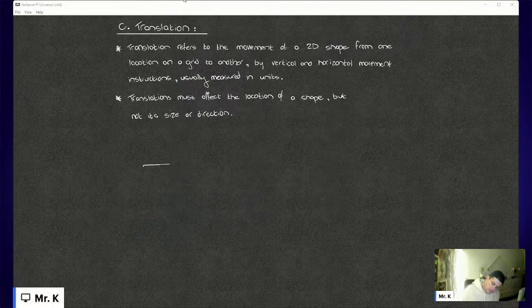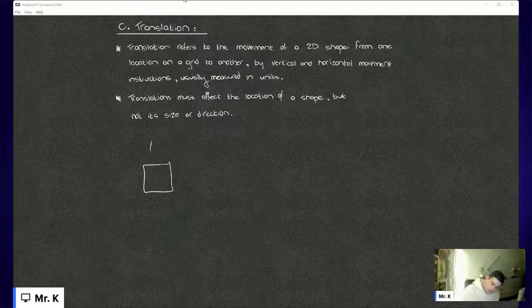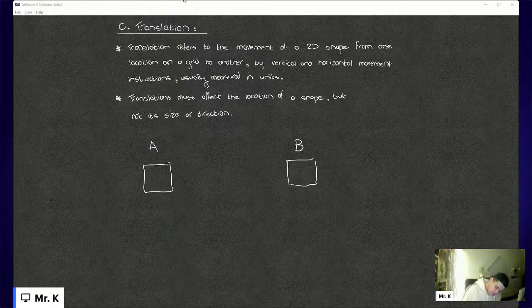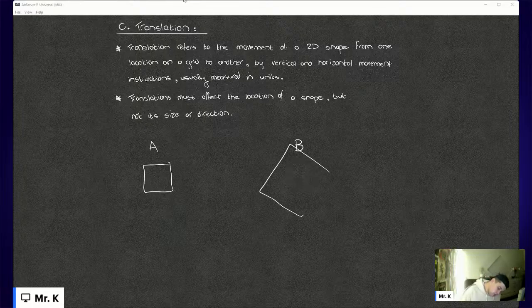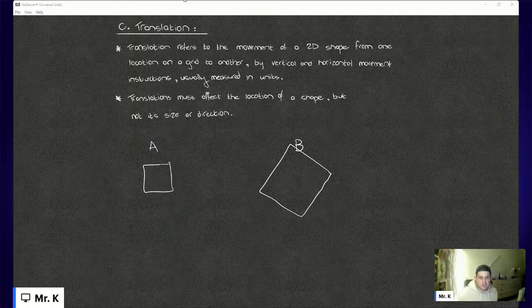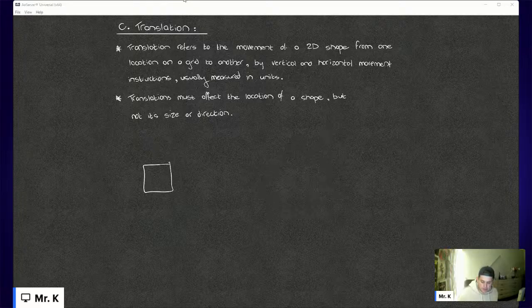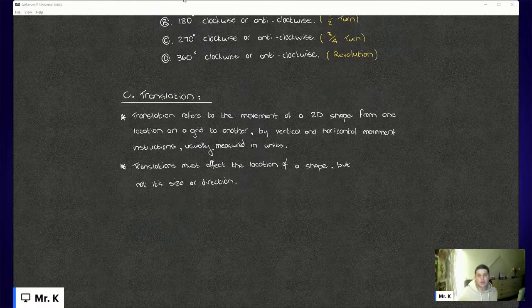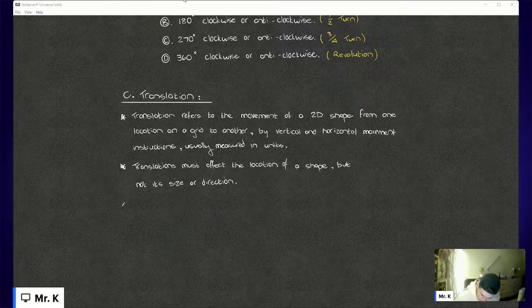So if I'm given a square over here, let's call this A, and I need to move it to point B, I need to make a copy of this shape in terms of its size and direction. I may not all of a sudden change my shape to look like this, right? Change its size to be bigger and its direction to rather be offset by 45 degrees, for example. Okay, it needs to maintain its original size and direction. It's only the location of the shape that must move.